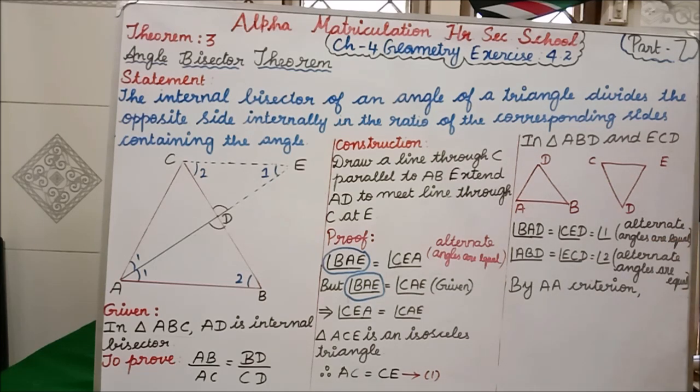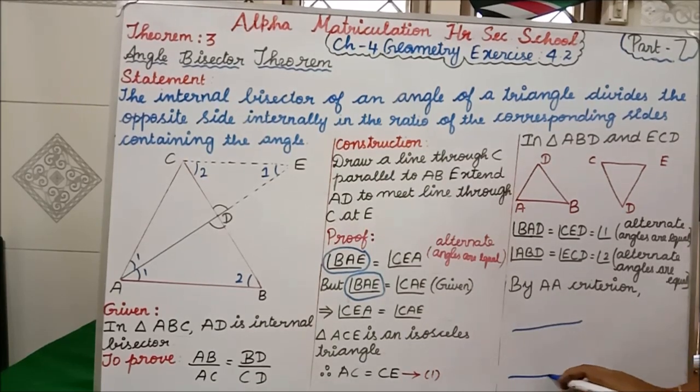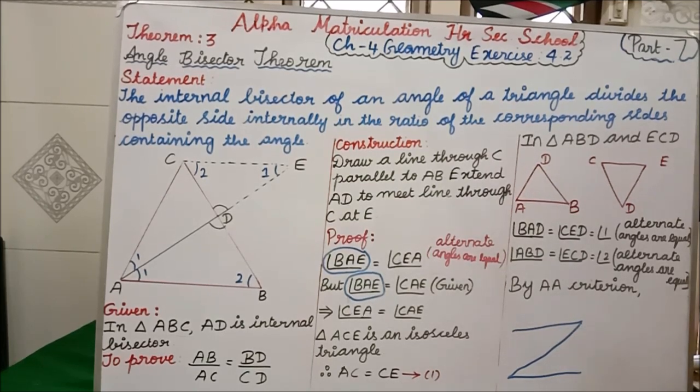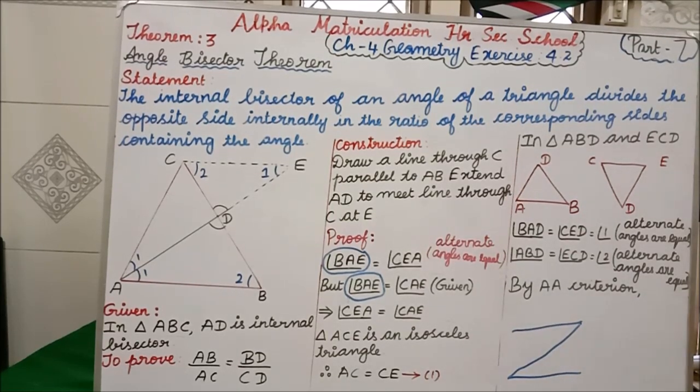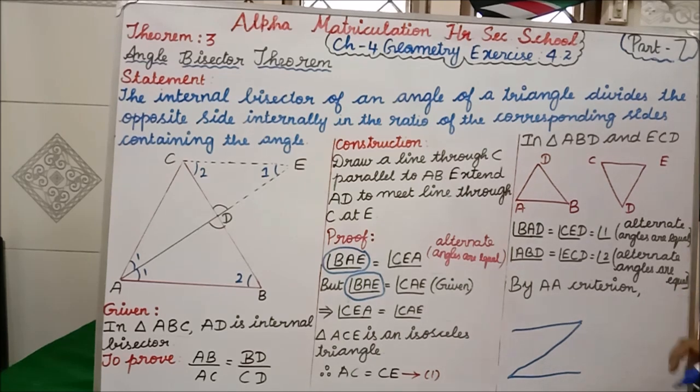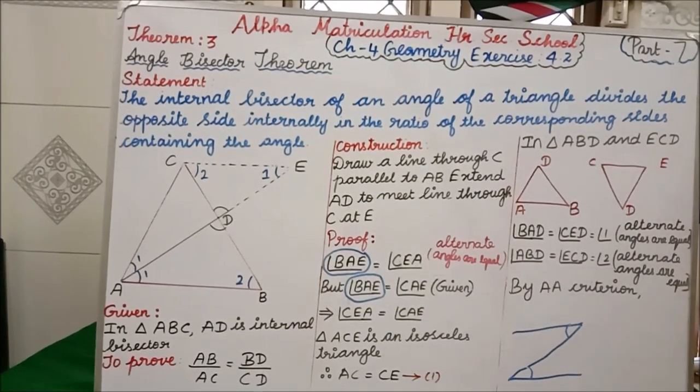Alternate angles are equal. Alternate angles, what does it mean? I have told you before, this is a parallel line. Here also I have one parallel line. This line is what? A transversal line. In parallel lines, the line that intersects them is called a transversal. So we are saying this angle and this angle are equal. I have told you, isn't it?